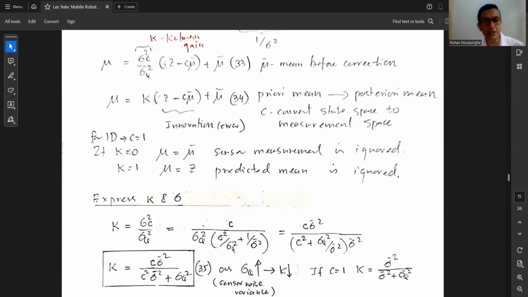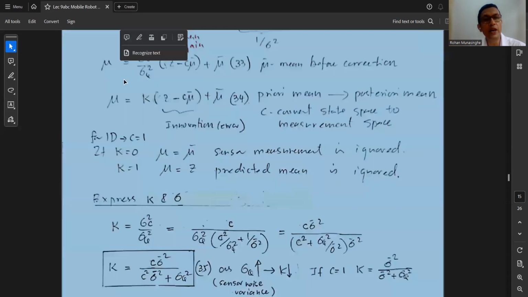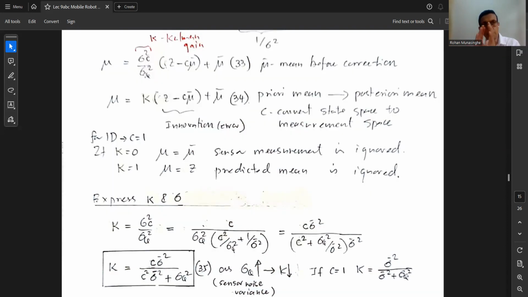So what is the reason for K to be 0? If you look at this equation, this is K. For K to be 0, you need to have sigma q very high, isn't it? When you have sigma q very high, gain is nearly 0. Sigma q very high means your sensor is very bad. The sensor has a very huge standard deviation. In that case, equation 34 simply disregards the measurement and relies on the vehicle dynamic model. So that's one option.